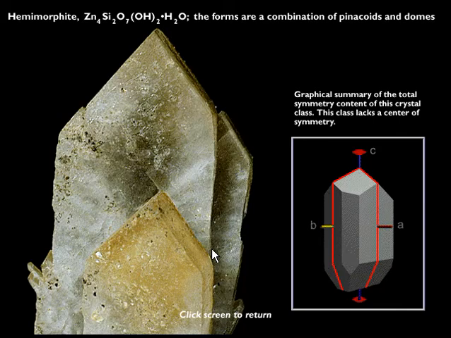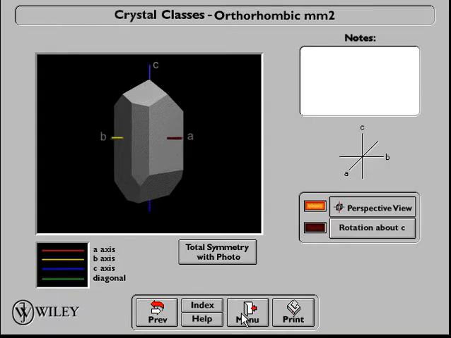Here is the graphical summary of the total symmetry content of this crystal class. This class lacks a center of symmetry, and here you have the two-fold axis. Can you see it? Here, the two-fold axis. Click screen to return. Then we are making a rotation about c. Here we have c, and that is a two-fold axis. For mm2, we have mirror planes: one mirror plane, a second mirror plane, and the two-fold rotation axis.